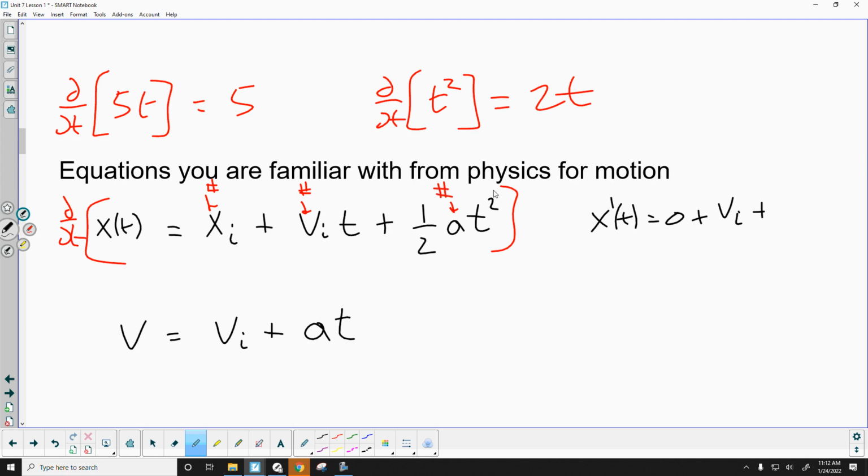Now let's take the derivative of 1/2 at squared. The 2 comes down. The derivative of t squared is 2t. The 2 and the 1/2 go away. We're just left with at. A is a constant just like vi. What do we see? That equation you were given, it turns out it was just its derivative. It's the rates of change.